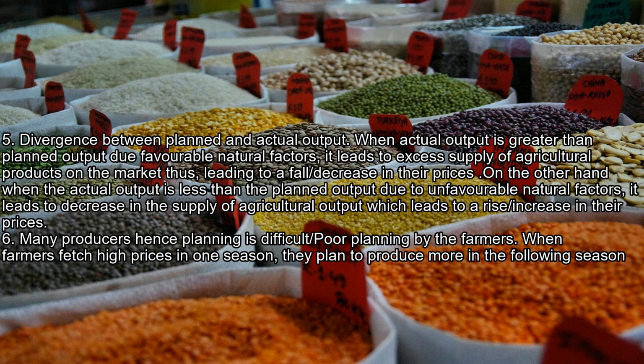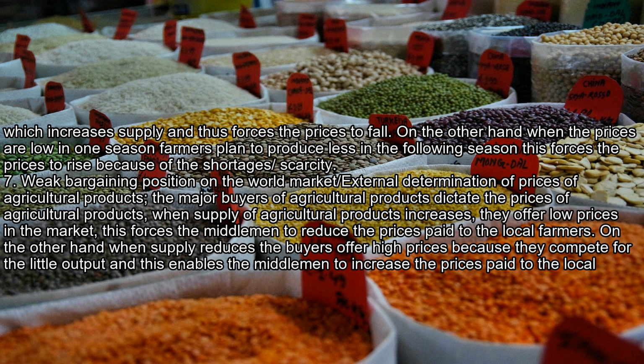When farmers fetch high prices in one season, they plan to produce more in the following season, which increases supply and thus forces the prices to fall. On the other hand, when the prices are low in one season, farmers plan to produce less in the following season, which forces the prices to rise because of the shortages. 7. Weak bargaining position on the world market, or external determination of prices of agricultural products.